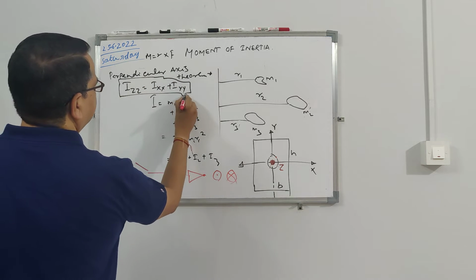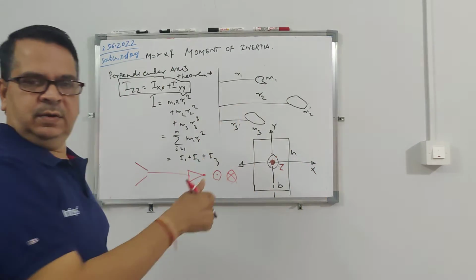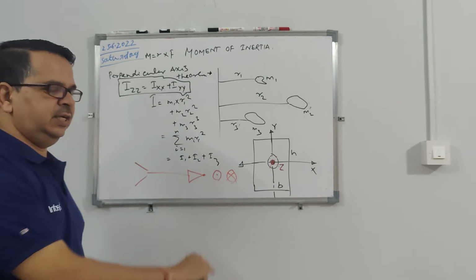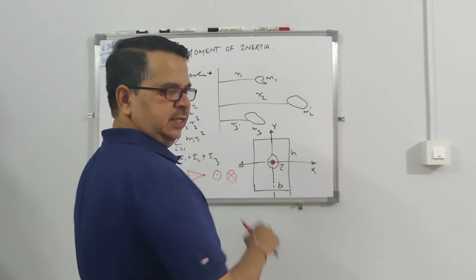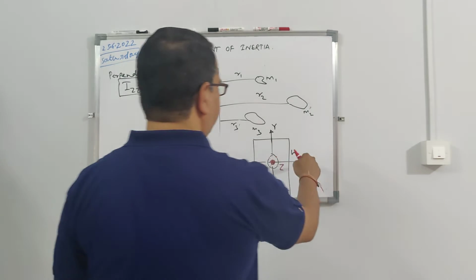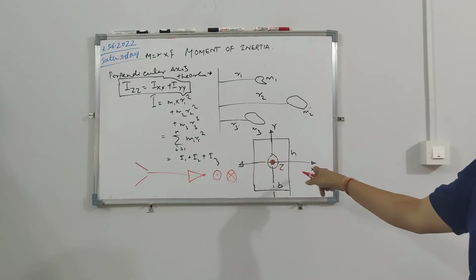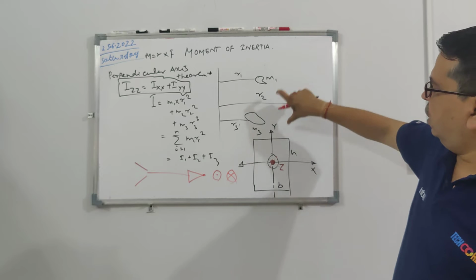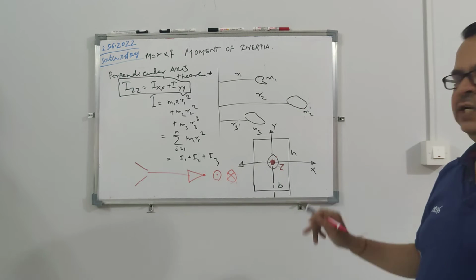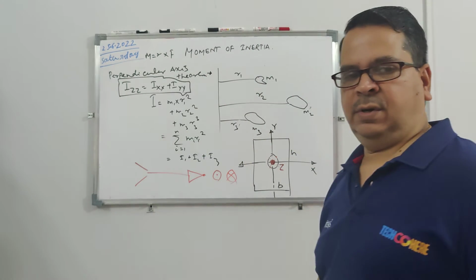About x there will be one moment of inertia, about y there will be one moment of inertia. If you add both, that will be about z. The moment of inertia about x means how the material is distributed about the x-axis. If you have more and more material away from the x-axis, it will have more moment of inertia about the x-axis, because the distance is more.